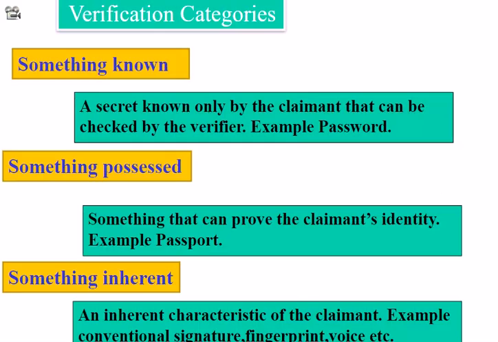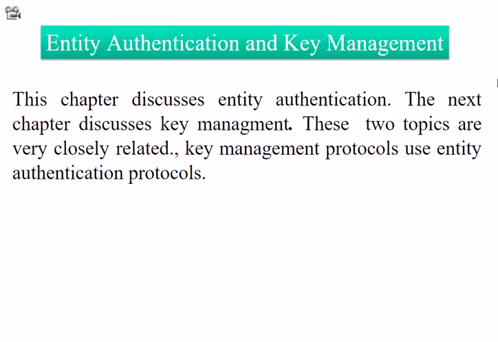Verification categories. There are three verification categories available: something known, something possessed, something inherent. Something known means a secret known only by the claimant. It can be checked by the verifier. Example: password. Something possessed can prove the claimant's identity. Example: a card. Something inherent means an inherent characteristic of the claimant. Examples: conversational signature, fingerprint, voice, etc.